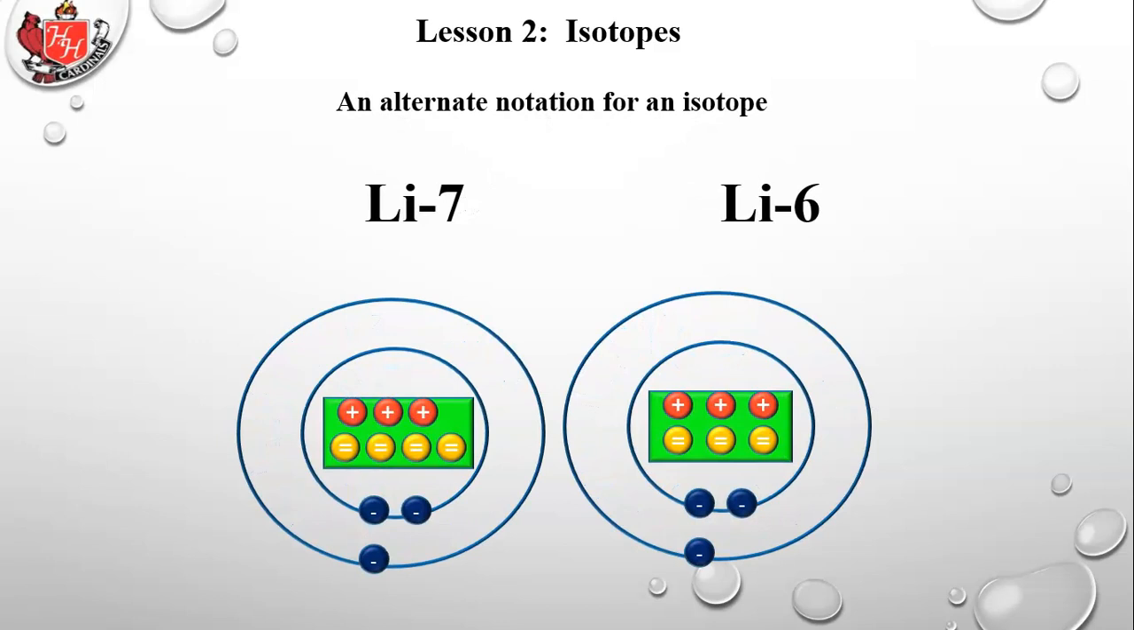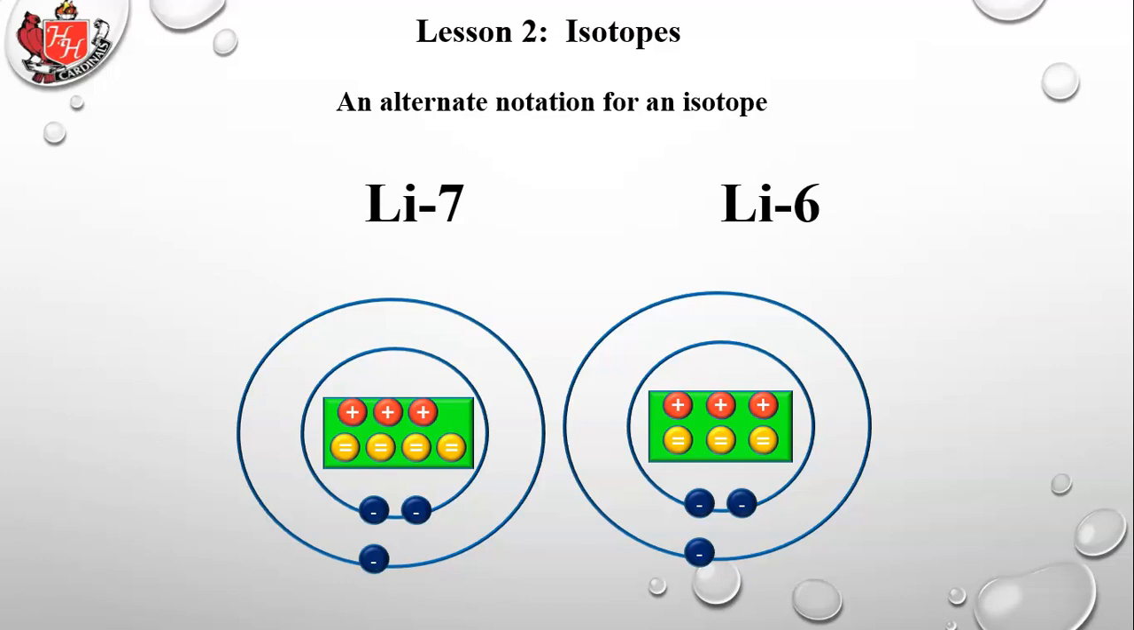So an alternate notation for an isotope is this. This is exactly the same thing as the last slide. So Li7. That means it has 7 protons and neutrons, or a total mass number of 7. You don't show the atomic number because it's assumed you know that if it's lithium, it must have an atomic number of 3. That means it must have 3 protons. It wouldn't be lithium if it didn't have 3 protons. So in this notation, you only show the mass number.